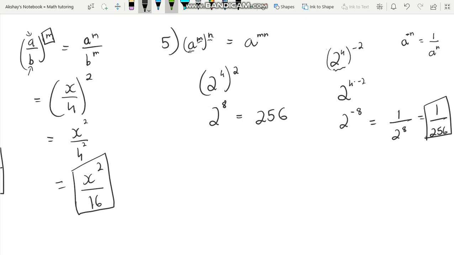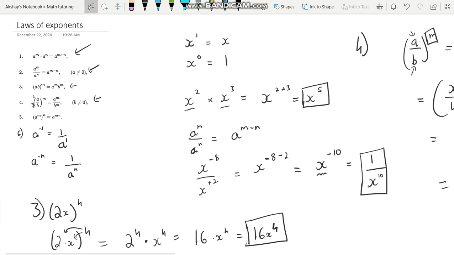So that was the exponent laws. Hope this helps.